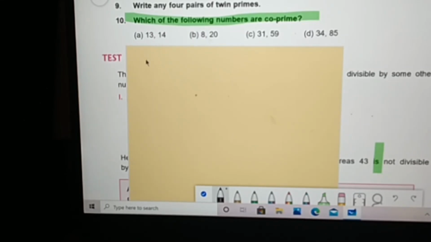So we have in A the numbers 13 and 14. So 13 is a prime number, and so the factors of 13 are 1 and 13, and the factors of 14 are 1, 2, 7 and 14. So you can see the common factor is only 1, so this is co-prime. 13 and 14 are co-prime numbers.